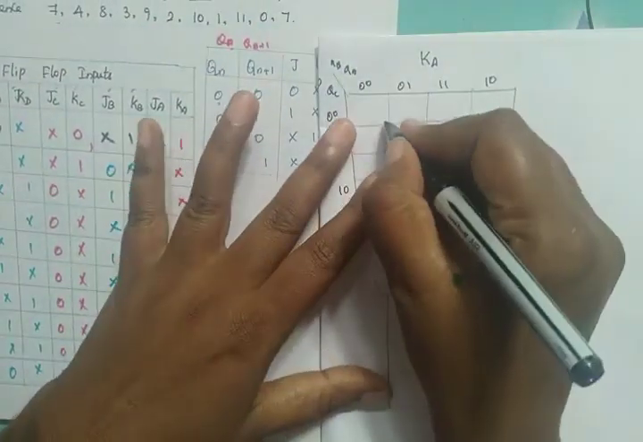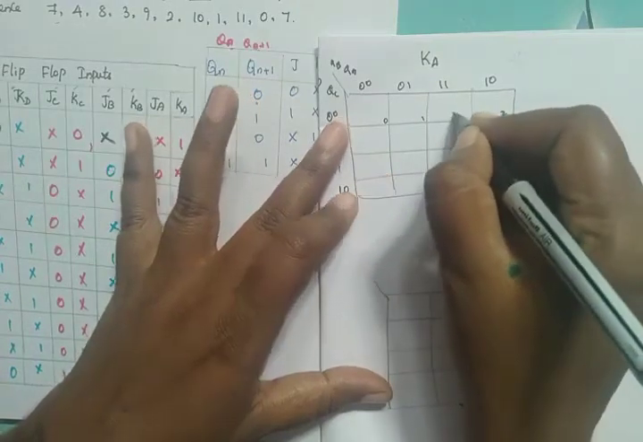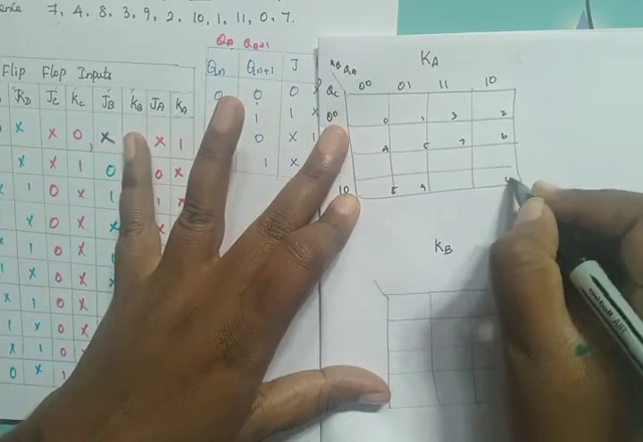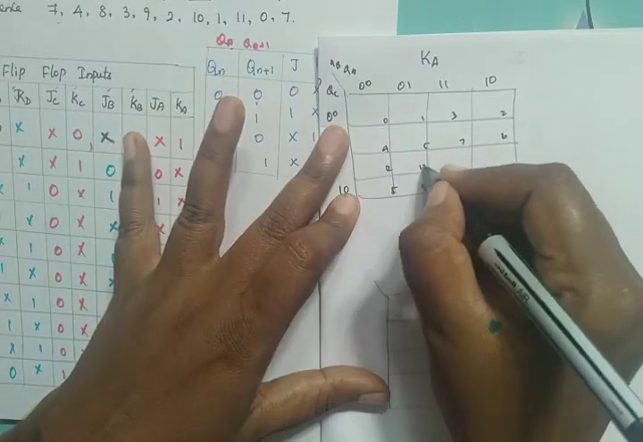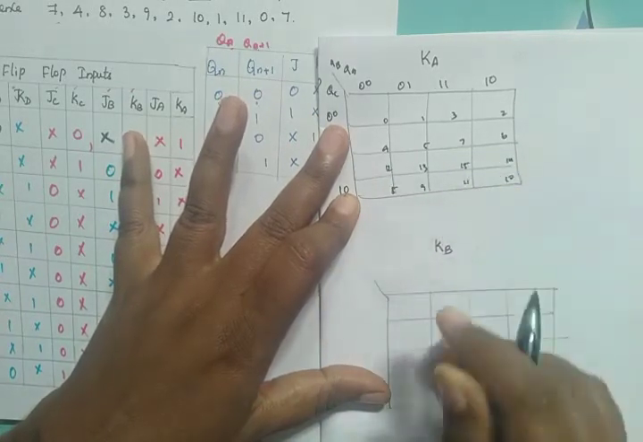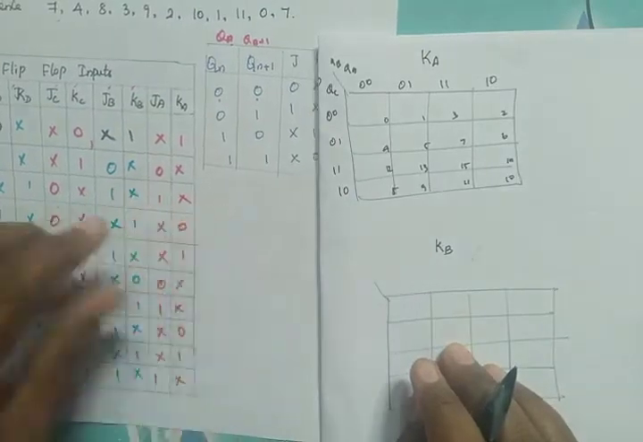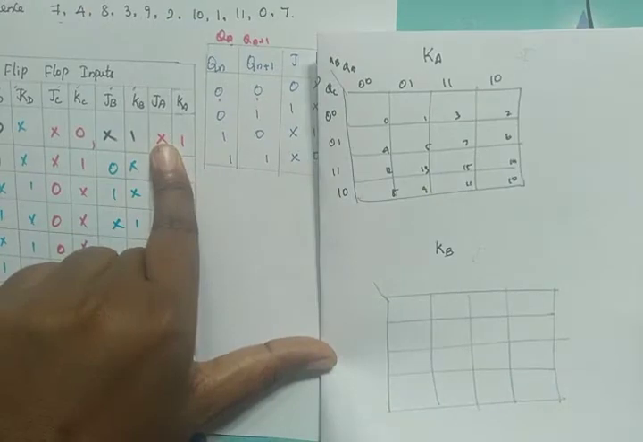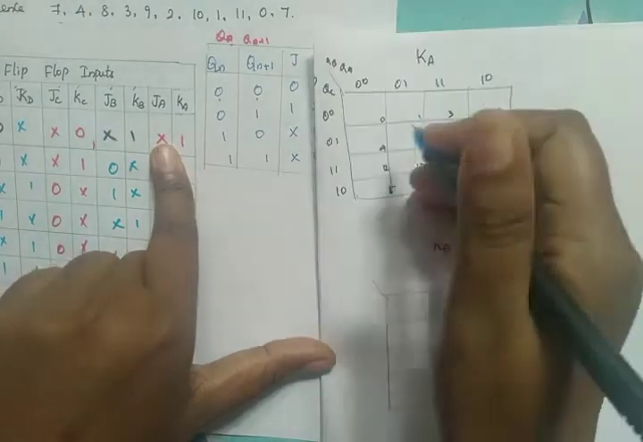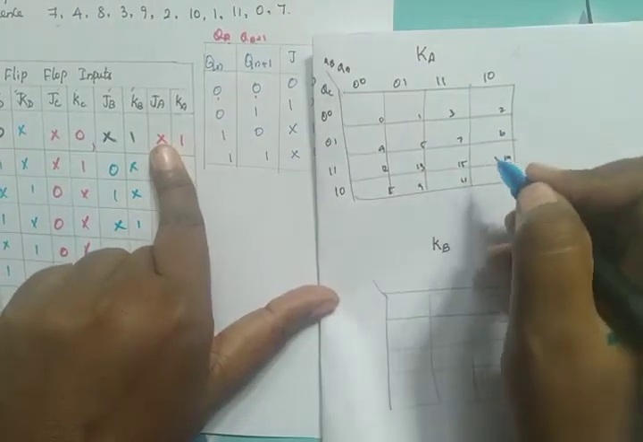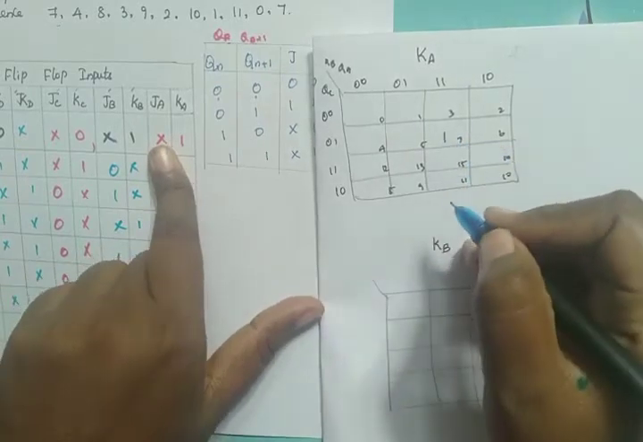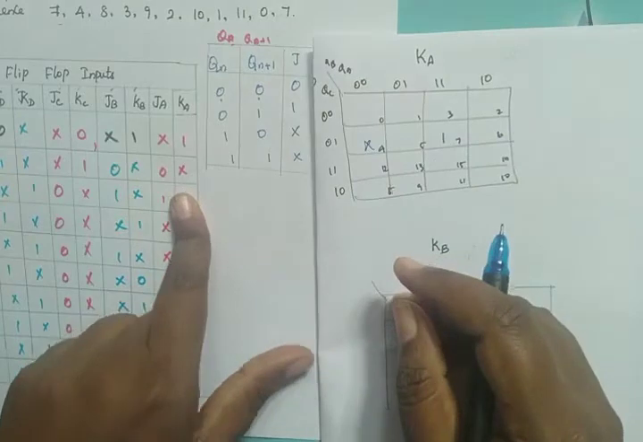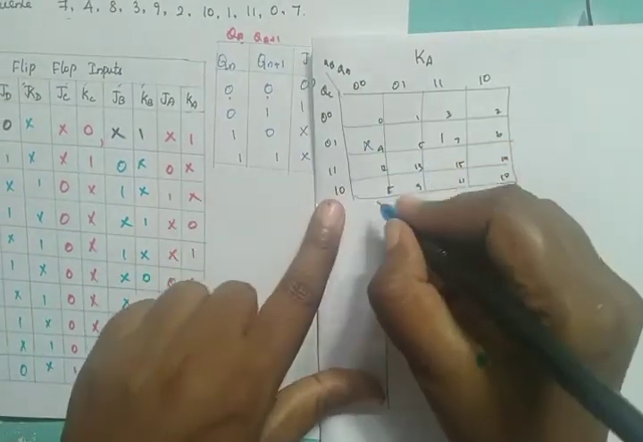Now write the numbers 0, 1, 2, 3, 4, 5, 6, 7, 8, 9, 10, 11, 12, 13, 14, 15. After writing this number, what we have to do is KA. First number is 7. For 7 it is 1. Now let us fill this. Then next number is 4. For 4 it is X. Then the next number is 8. For 8 it is X.